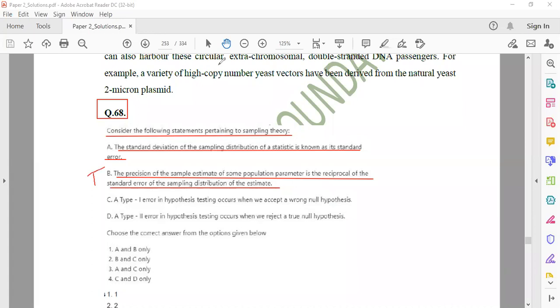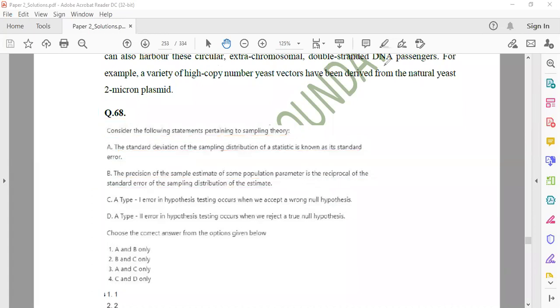It is also true. Now let's come to the third and fourth statements, right? When you see the third statement: a type 1 error in hypothesis testing occurs when we accept a wrong null hypothesis. This is not correct, right? It is vice versa. When we accept the wrong one, then there will be a type 2. So this is absolutely wrong.